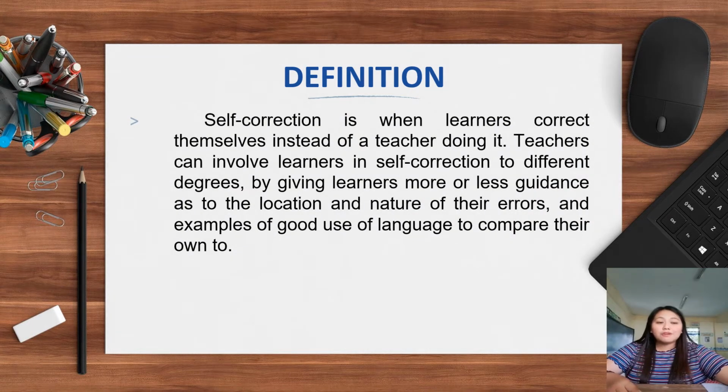Next, self-correction is when learners correct themselves instead of a teacher doing it. Teachers can involve learners in self-correction to different degrees by giving learners more or less guidance as to the location and nature of their errors and examples of good use of language to compare their own to.